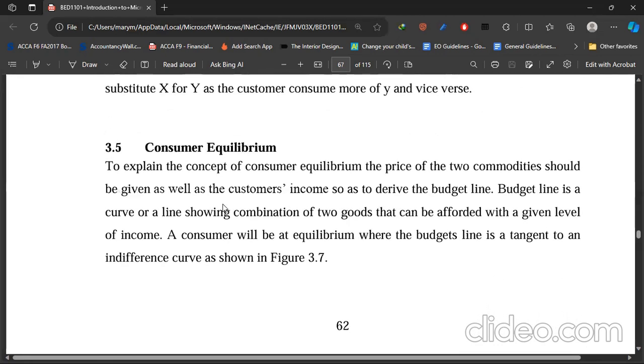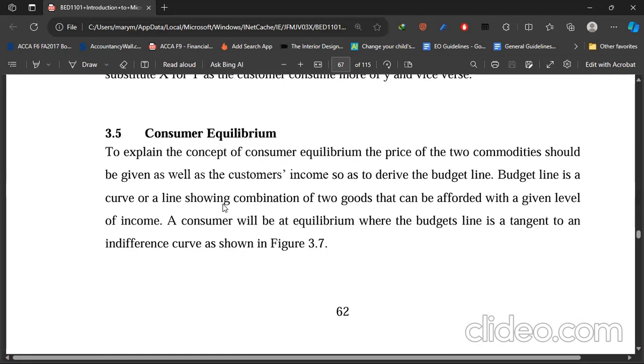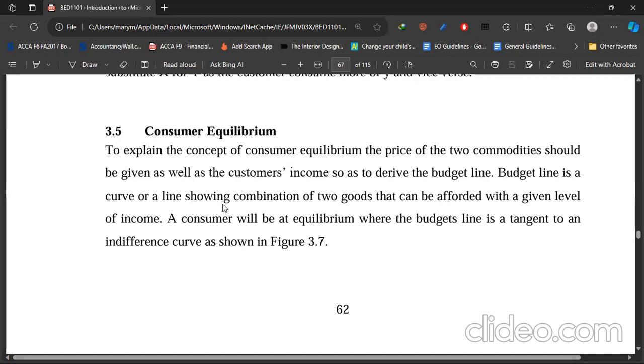What is a consumer equilibrium? To explain the concept of consumer equilibrium, the prices of the two commodities should be given as well as the consumer's income so as to derive the budget line. So what is a budget line? It is a curve or a line showing a combination of two goods that can be afforded with a given level of income. And a consumer will be at equilibrium where the budget line is tangent to an indifference curve.